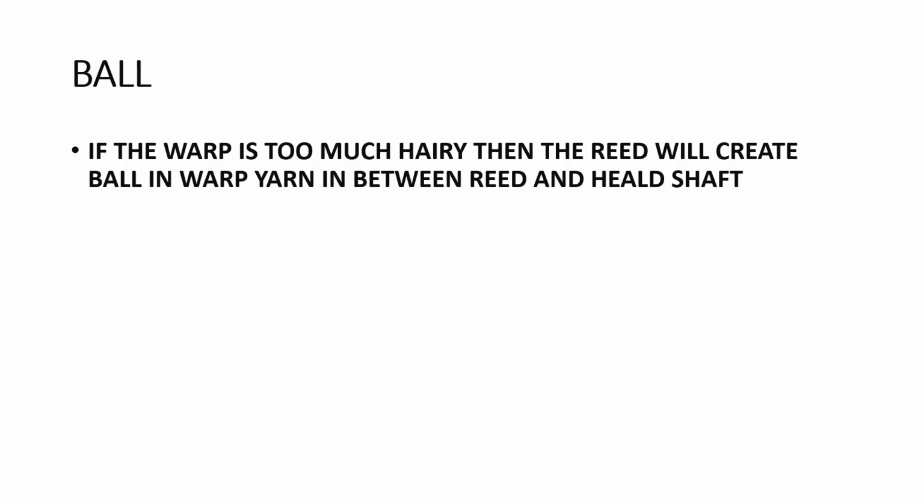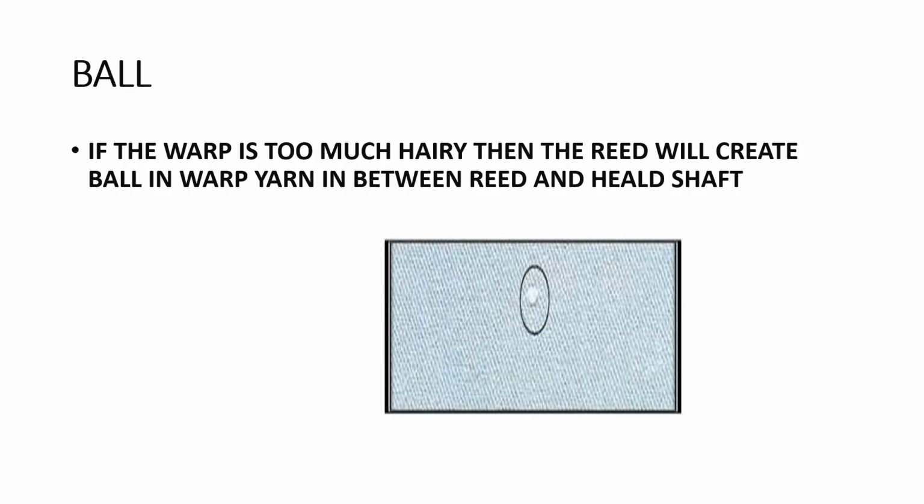Then when the reed passes through this yarn, it will create some balls in the warp yarn between the reed and the heald shaft, and this is shown in the figure. This is a ball formation, and if that ball formation is there, the quality of the fabric will be affected. So that is ball formation, and the defect is to be identified and understood well during weaving.